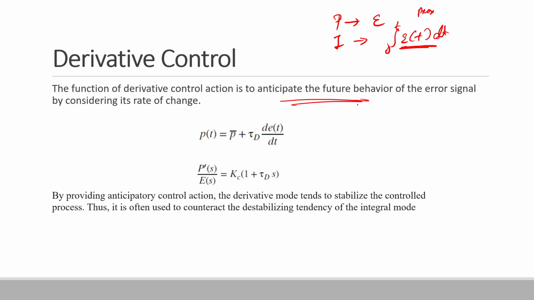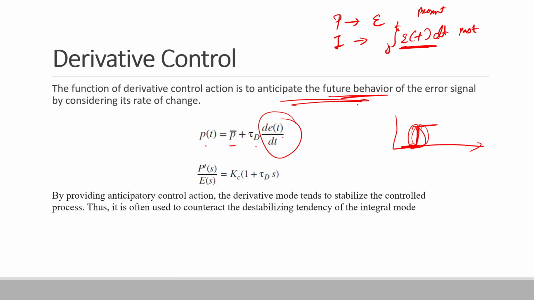That is, this is the present, this can be called the past, and this anticipates the future behavior of the error signal depending on this derivative. So let's say if my error is increasing in the positive direction, what this controller will do is calculate the rate of change of this error. On the basis of the rate of change of the error, that is d by dt, it will take the control action. So the model for this derivative control is given by p(t) equals p bar plus tau d times d by dt of error.